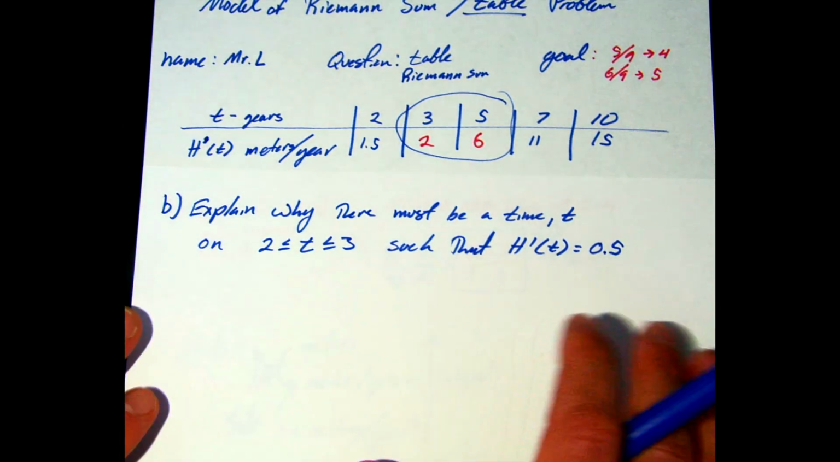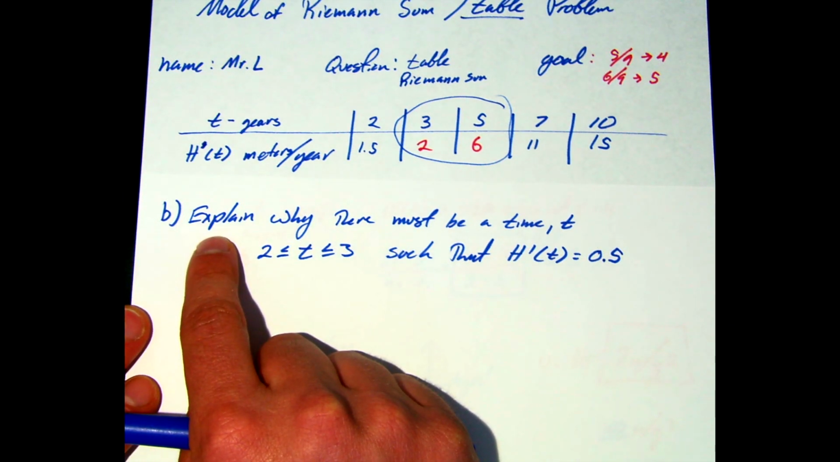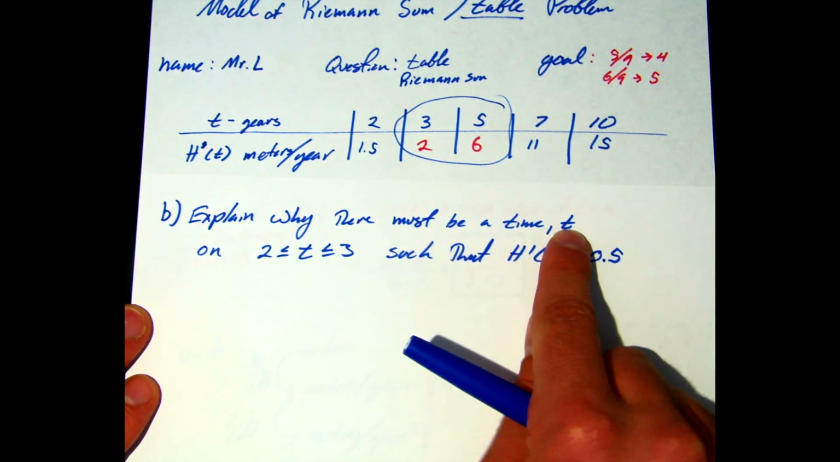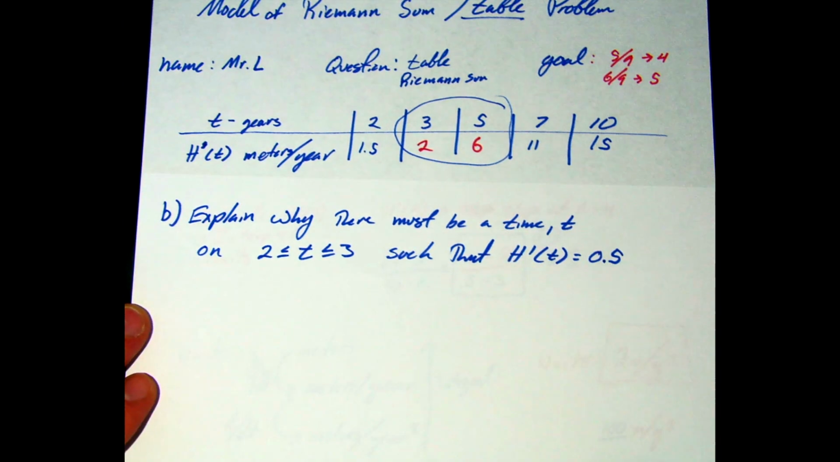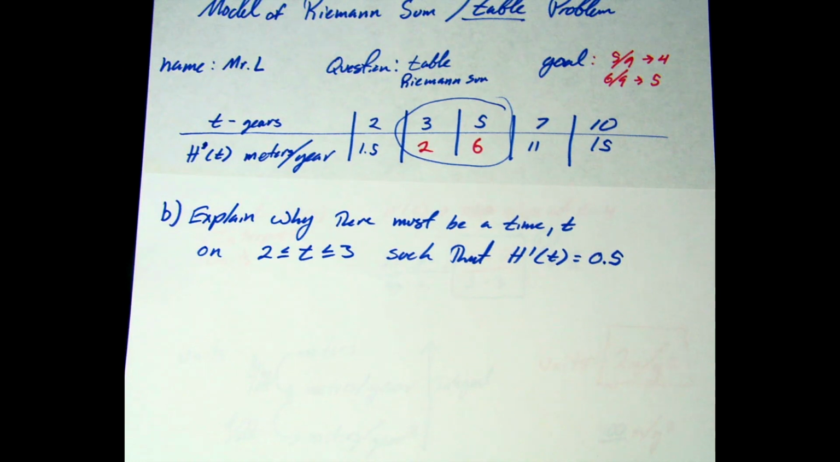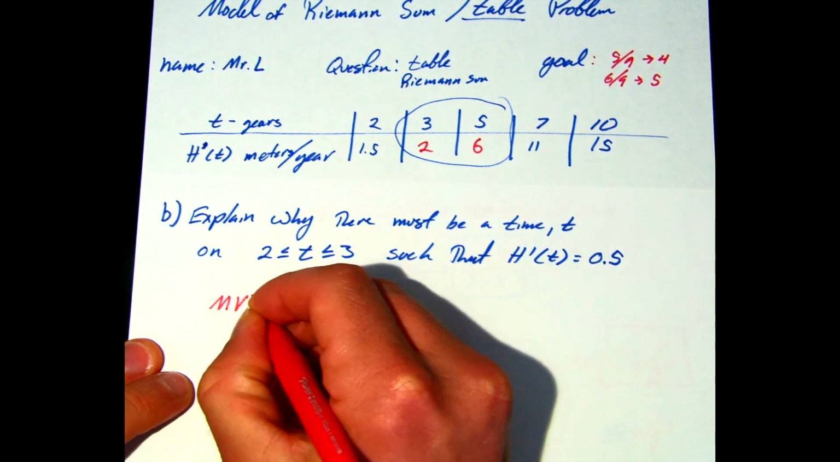All right, this is for part B. Part B is asking, explain why there must be a time, t, on 2 to 3 such that h prime of t equals 0.5. Now, this is called the mean value theorem. You see it abbreviated as MVT.